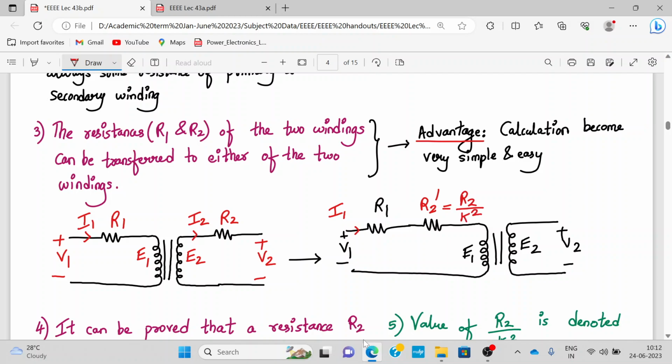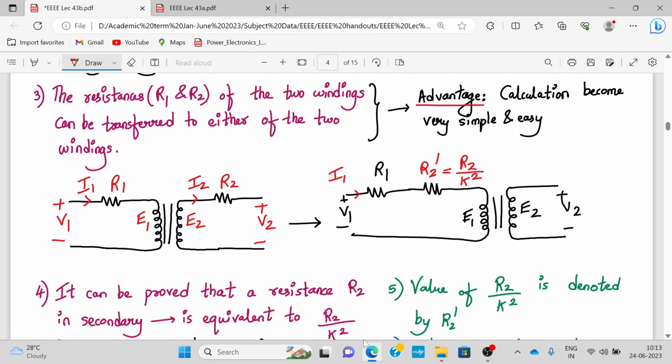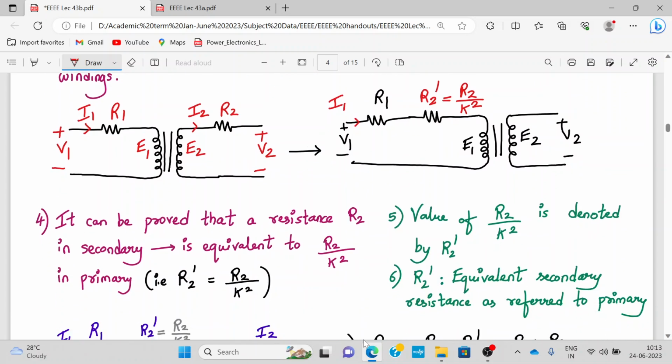Whenever you want to transform, it can be proved that a resistance R2 in the secondary is equivalent to R2 upon K square in the primary. So R2 dash will be R2 upon K square. The value of R2 upon K square is denoted by R2 dash. And what is R2 dash called? It is the equivalent secondary resistance as referred to primary. Again I repeat, R2 dash is the equivalent secondary resistance as referred to primary.